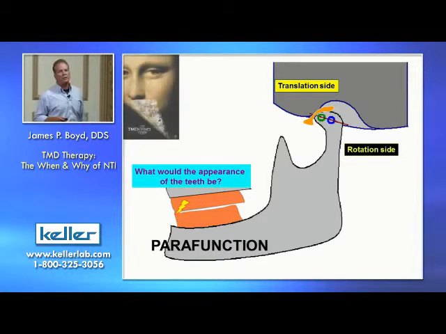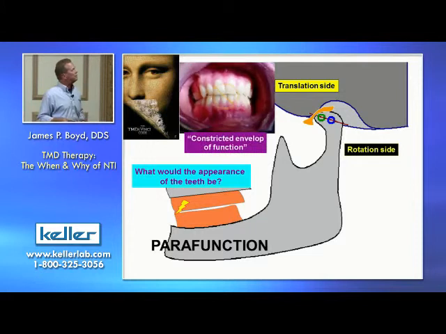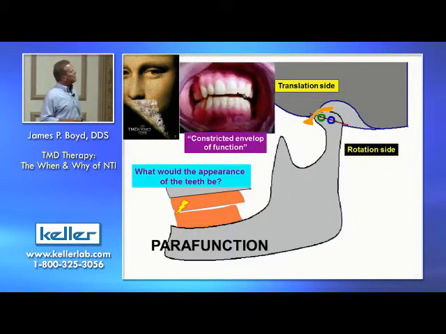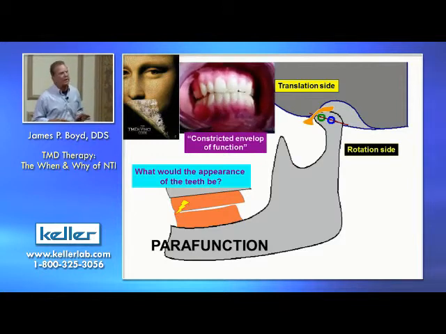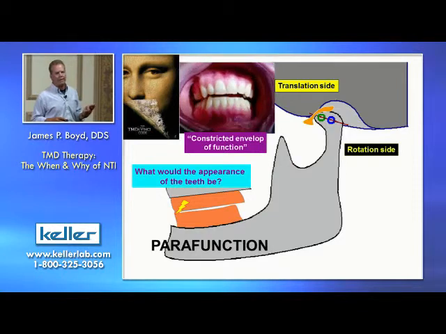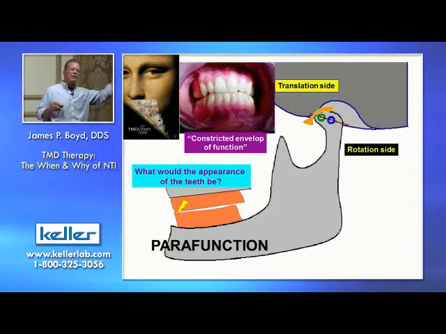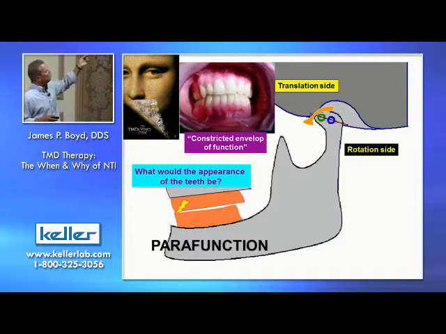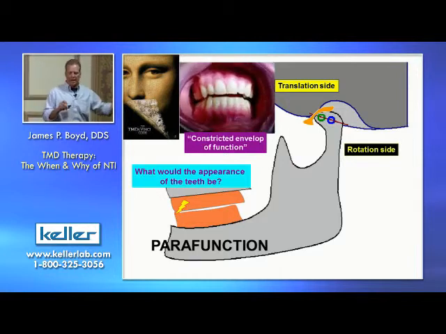What does someone's teeth look like that has a protrusive resistance component of their parafunction? The terminology of constricted envelope of function is completely misleading because nobody chews like that. They'll say he chews like a rabbit. So you get the image of how these teeth are worn, but that's not how real function works. Real parafunction doesn't work like that. There is no constricted envelope of function. It's a parafunctional act.